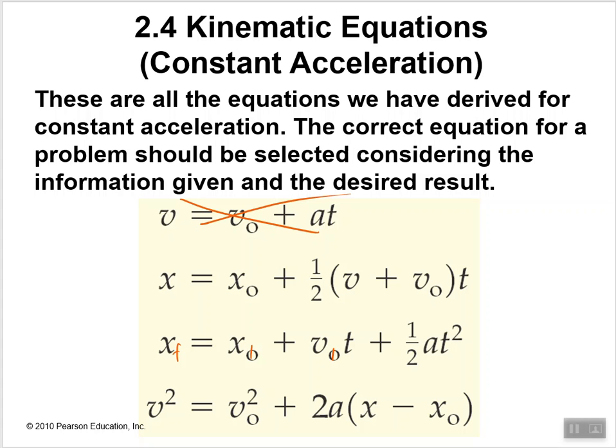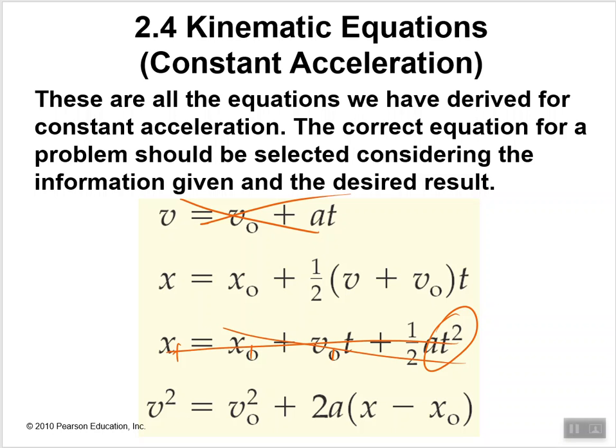Equation 3 is our displacement equation. Right now, I have an initial velocity, initial x, and a final velocity. But the problem with this equation is we don't have any time. In our problem, it never gave us a time, so I can't solve for two variables. This one doesn't even have final velocity, so that one's not good.